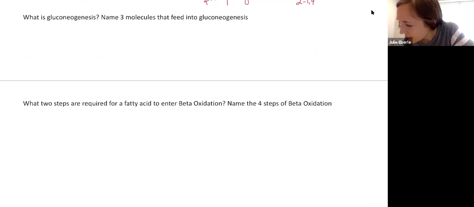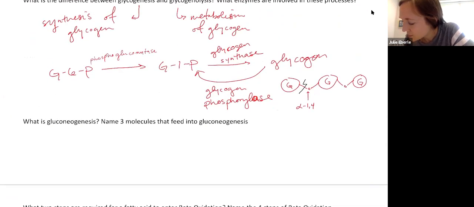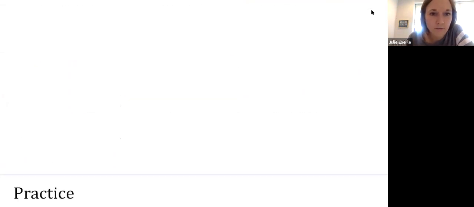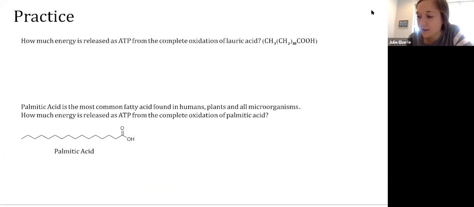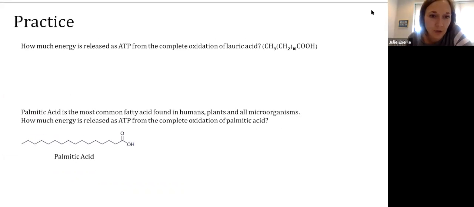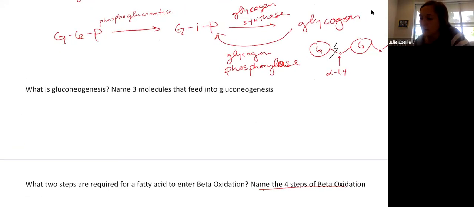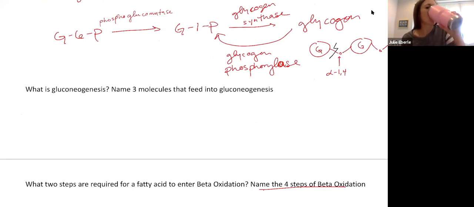What do we got? We got gluconeogenesis. We'll do this question real quick, and then we'll take like a 5-minute break if anybody needs to go to the bathroom or get a drink or something, and then we can finish up. This last one is just practicing calculating how much energy you get from fatty acids. So that one's going to be some math. This is really only the 2 steps required, we mentioned these earlier, but we'll do that. So real quick, let's name 3 molecules that can feed into gluconeogenesis, and then we'll take a 5-minute break. I might go grab some water, and then we'll finish up.